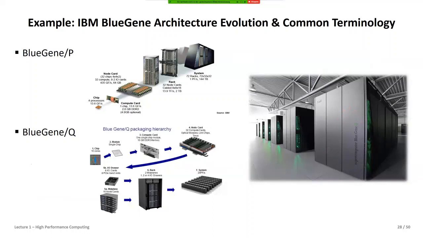But the message I want to leave on the table is that some of the terminologies still remain the same. So you still have a system which is usually composed of several racks. And a rack is sometimes hidden. You barely see it, but essentially these parts here are all in different racks. And a rack is a very interesting, dense way of putting lots of cores in.